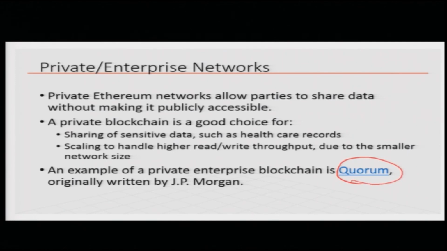Quorum is an example of a private enterprise blockchain, which was originally created by JP Morgan, and it's still being developed by multiple different banks for their internal or bank to bank information sharing.